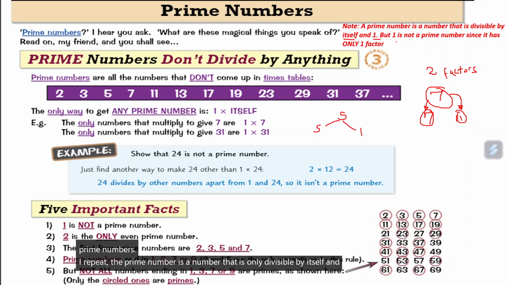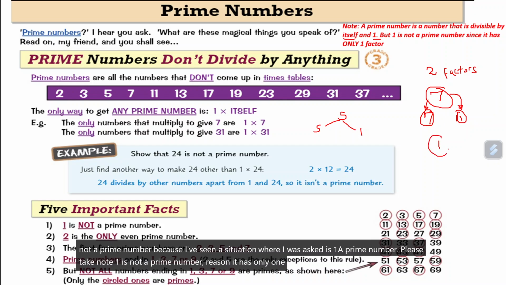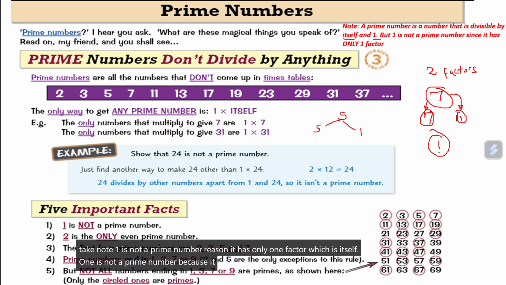But remember, 1 is not a prime number. I've seen a situation where I was asked, is 1 a prime number? Please take note, 1 is not a prime number, because it has only one factor, which is itself. So let's move on to the next slide.